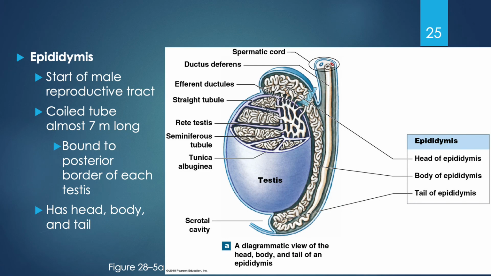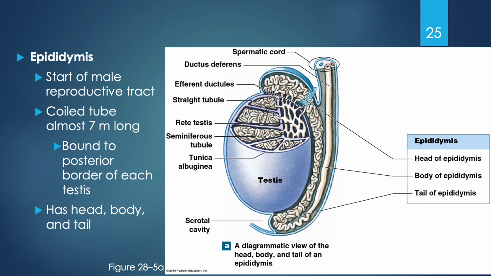The epididymis is the start of the male reproductive tract, but it is not the start of the male reproductive system. Sperm cells will originate in the testis, but it is the tract that carries them from one point to the other. So this is the beginning of them being carried from the testis to the exterior of our body. The epididymis is a coiled tube, about 7 meters long in total, and it's bound to the posterior border of each of the testes. There's a head, a body, and a tail on each epididymis.